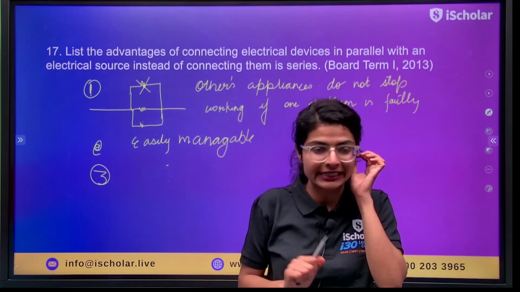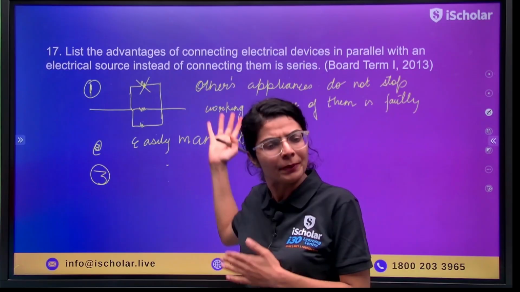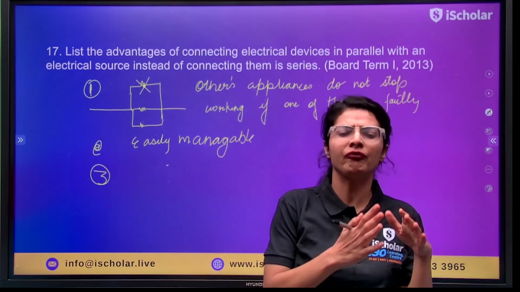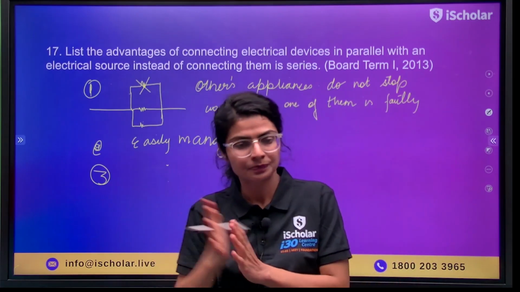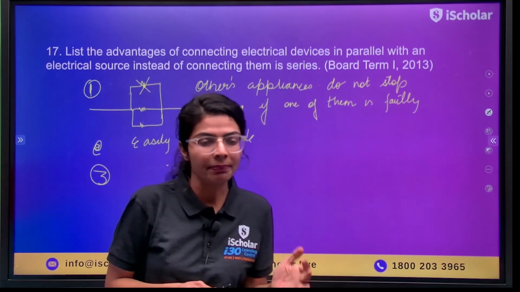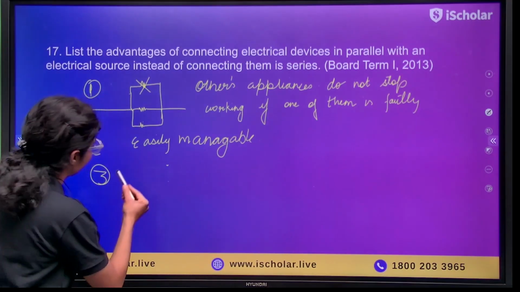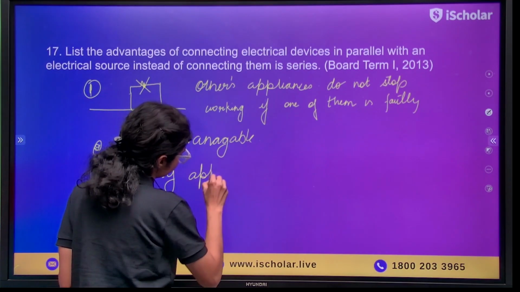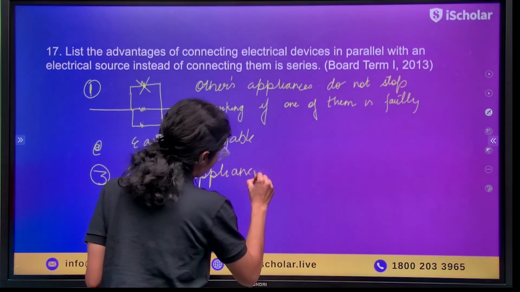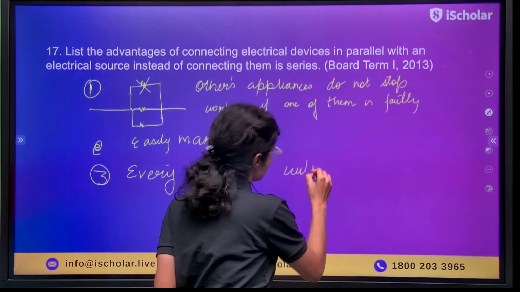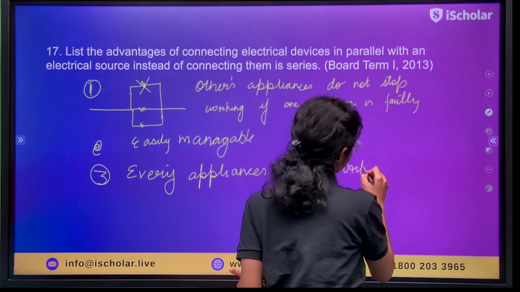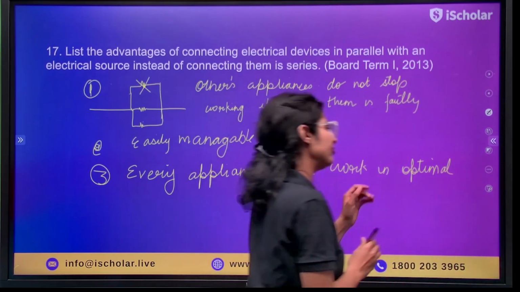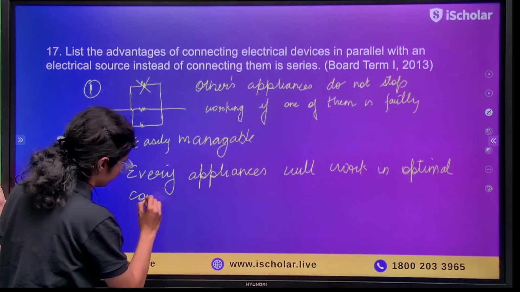If you make them in series, voltages given to them would be different. And if voltages are different, someone would be getting more, someone would be getting less. So easily they will not be working in that optimal condition. So I'm writing: every appliance will work in an optimal condition.